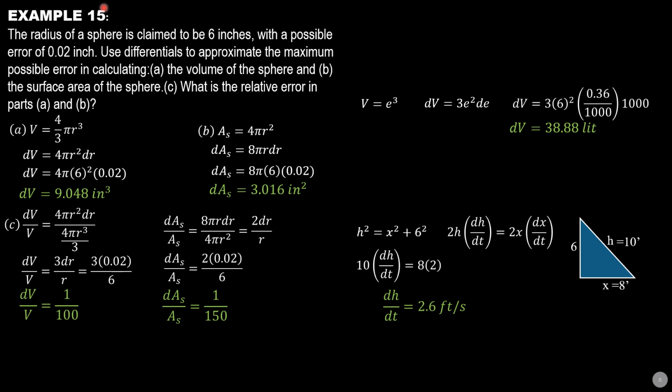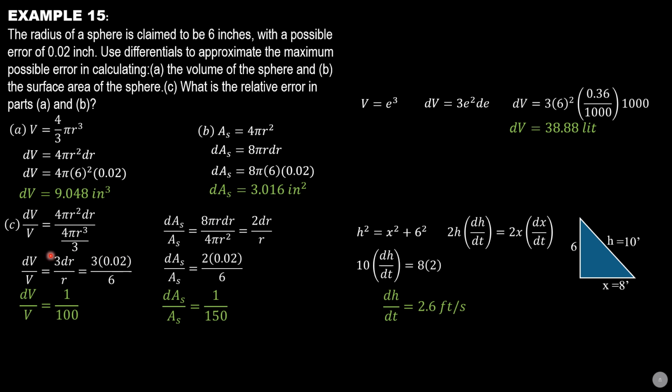For the second part, surface area, the surface area of a sphere is 4 pi r squared. Differential of area S therefore is 8 pi r differential r. Substitute, r is 6, dr is 0.02, so 3.016 square inches, the calculated error in the surface area.